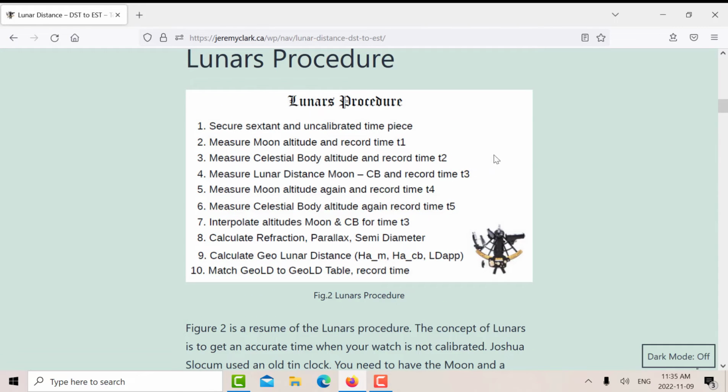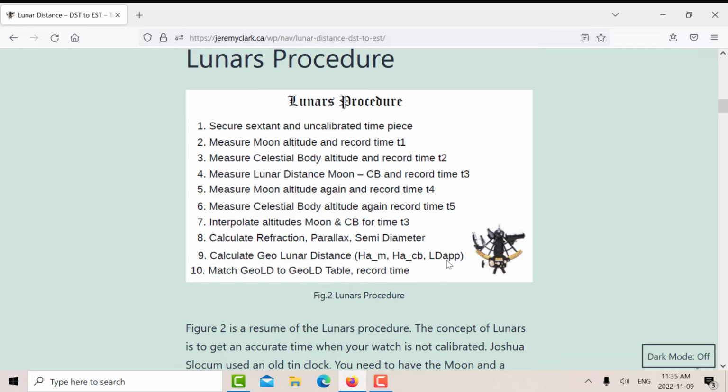Now, here's the procedure for taking a lunar. So basically what you do is you measure the altitude of the moon, you measure the altitude of the celestial body, then you record the lunar distance between the center of the body and the limb of the moon, and then you measure the altitudes again, and then you interpolate for the time. If let's say T3 was the time you measured the lunar distance, then you interpolate for those times. And once you have that, then you calculate HA for the moon and HA for the celestial body.